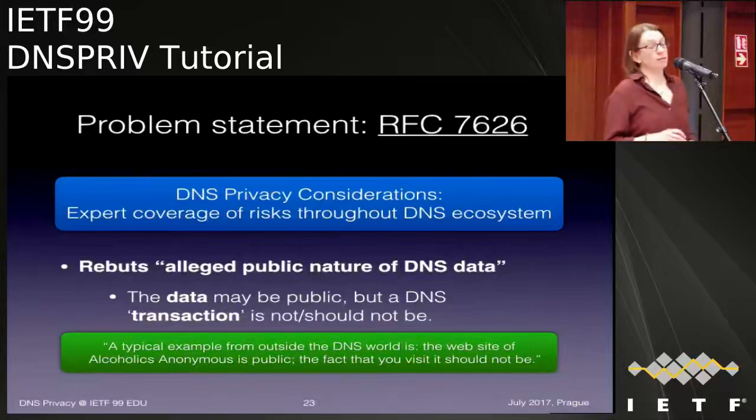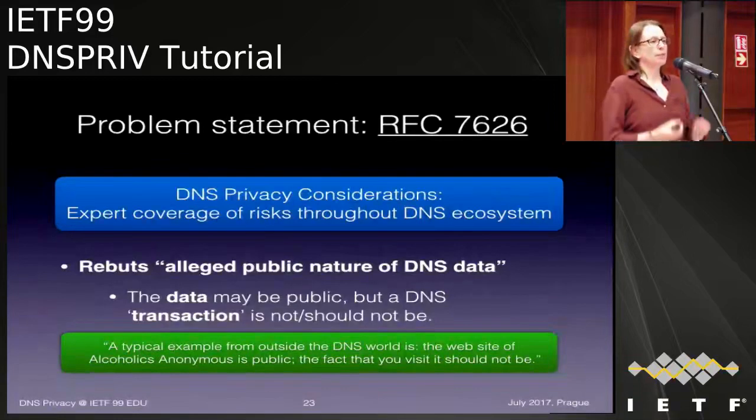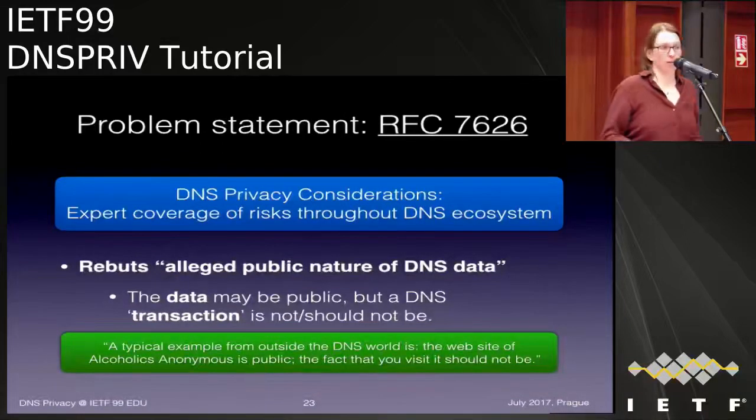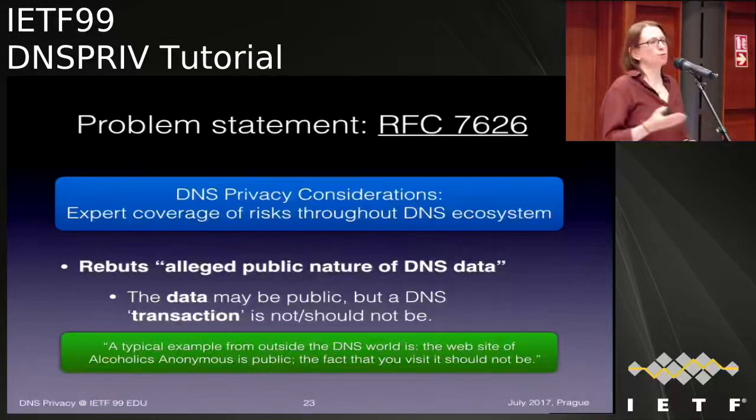One of the key things I think this document does is tackle the question of the alleged public nature of the DNS. And what it says is, it's correct to say that the data in the DNS is public, but individuals' transactions in the DNS are not and should not be public. The analogy it uses is, the content of the website for Alcoholics Anonymous is public. The fact that you as an individual visited that website is not public data, and it shouldn't be.